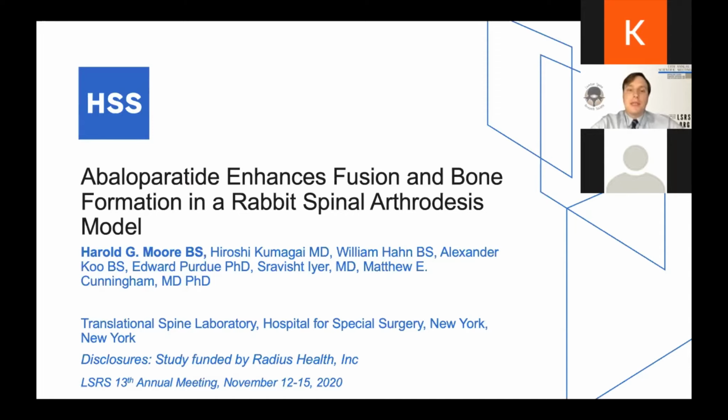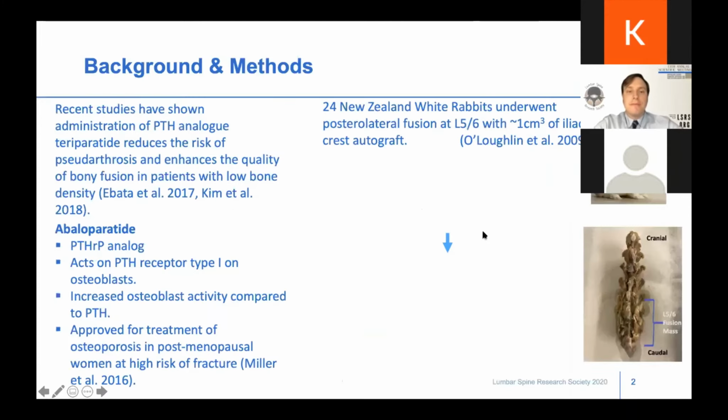The presentation discusses the use of the osteoporosis drug abaloparatide in enhancing spinal fusion in a rabbit model. Several recent studies have found that osteoporosis drugs, namely teriparatide with the brand name Forteo, reduce the risk of pseudoarthrosis and enhance the quality of bony fusion on CT scans in patients undergoing spinal fusion. In the present study, we examined the drug abaloparatide, which is a parathyroid hormone-related peptide analog, which was originally approved to treat osteoporosis in 2017.